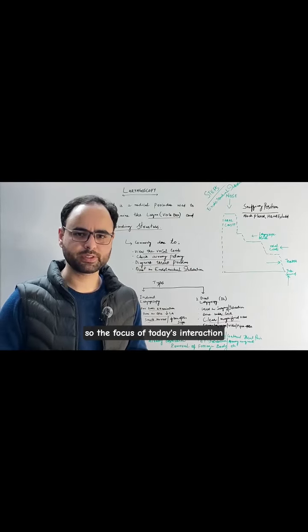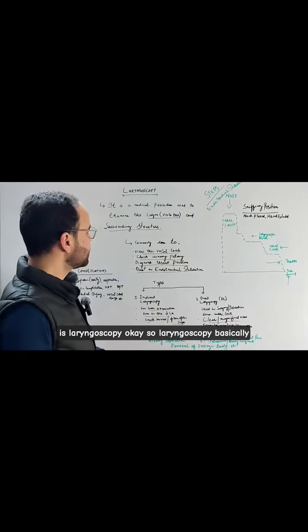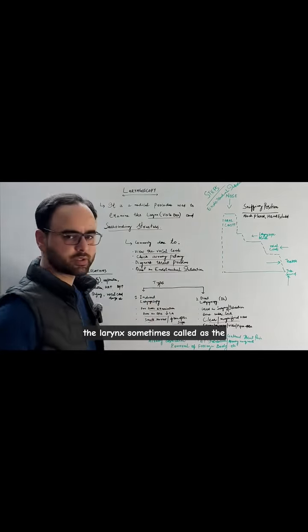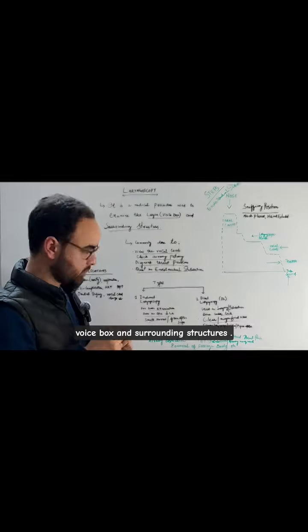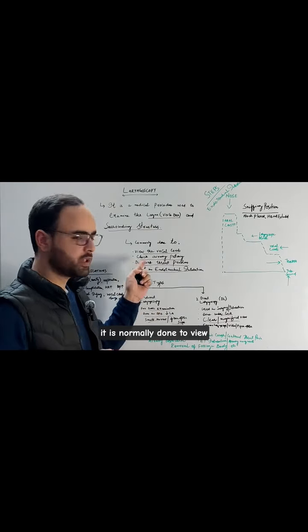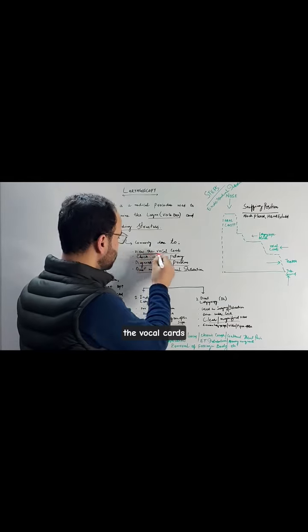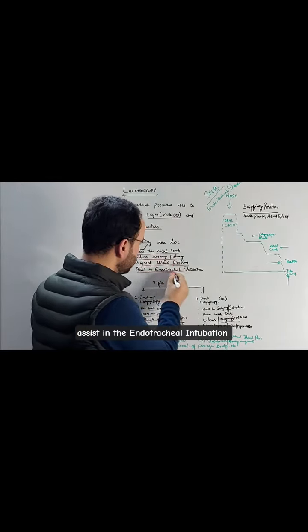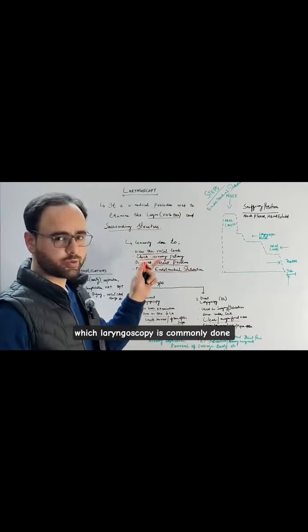So the focus of today's interaction is laryngoscopy. Laryngoscopy is a medical procedure used for the visualization of, or to examine, the larynx, sometimes called the voice box, and surrounding structures. It is commonly done to view the vocal cords, to check the airway patency, to diagnose throat problems, and to assist in endotracheal intubation. These are the things for which laryngoscopy is commonly done.